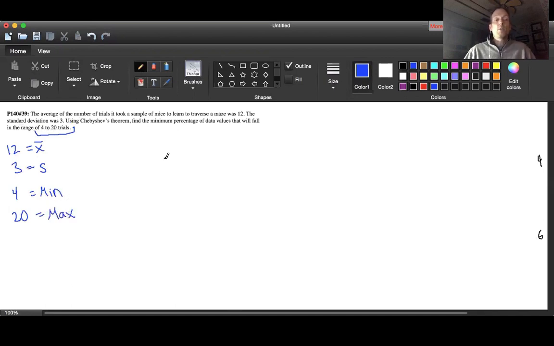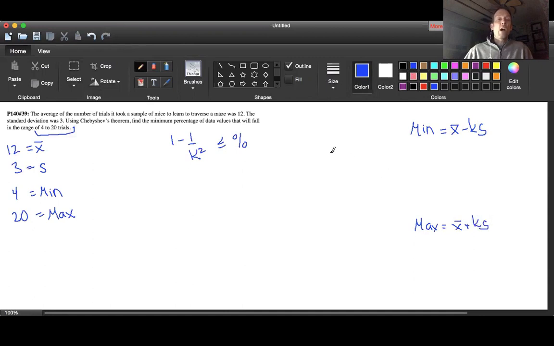And now to solve this the rest of the way, I'm going to have to start to write out my Chebyshev theorem. I have 1 minus 1 over k squared is less than or equal to some percentage, just like so. And on the right, I'm going to put in the other pieces of my theorem. My minimum equals X bar minus KS, and my maximum equals X bar plus KS.